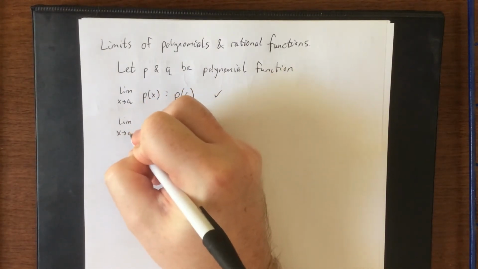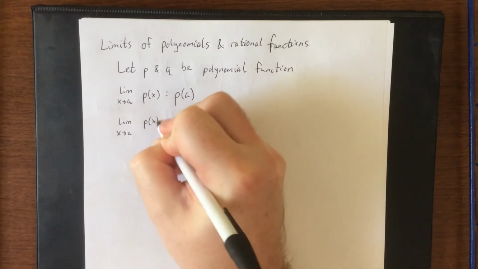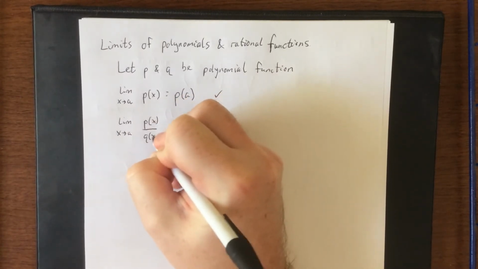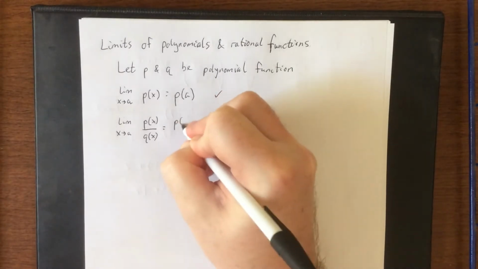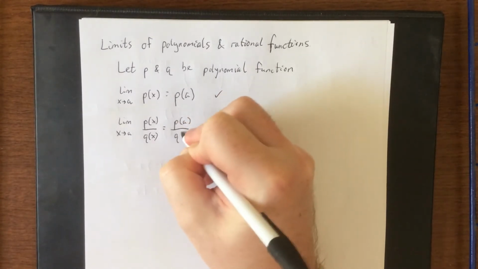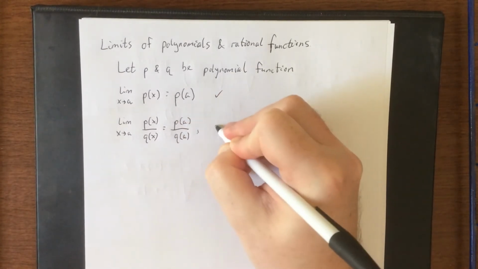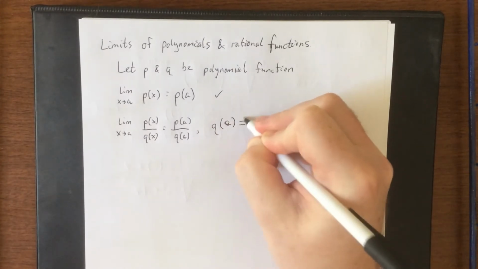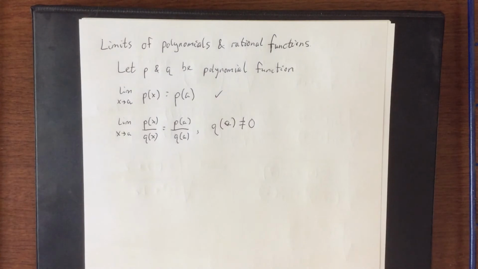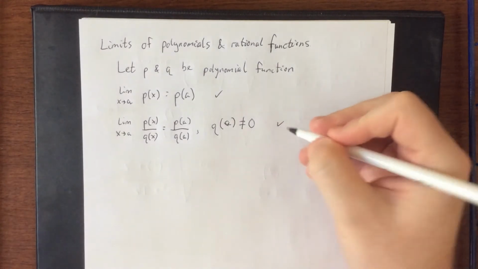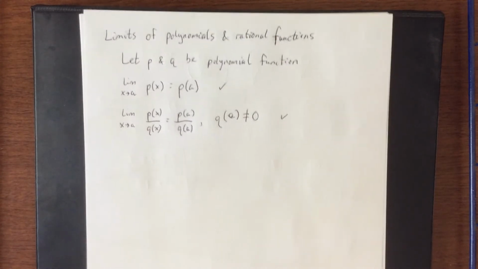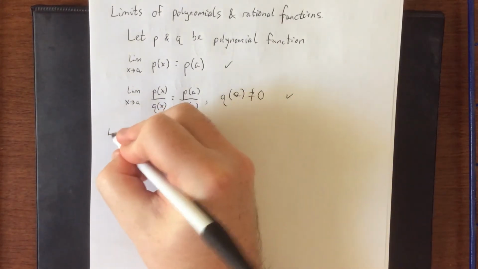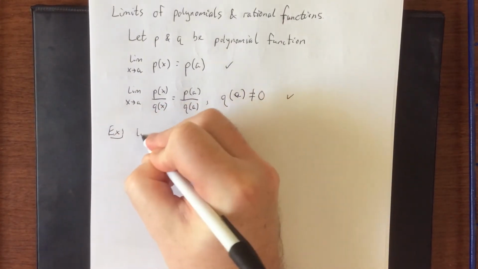Similarly, if I take the limit as x approaches a of p of x divided by q of x, then I can simply plug this in. Now the one caveat of the quotient property is that q of a is not allowed to be equal to 0. If it is equal to 0, then chances are pretty good you're going to see something else come into play.